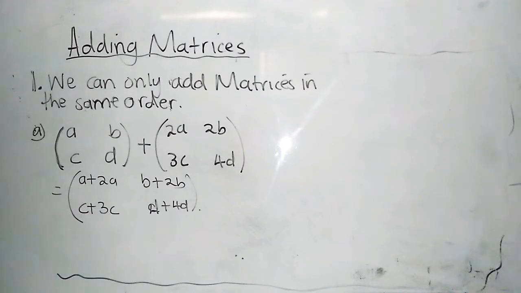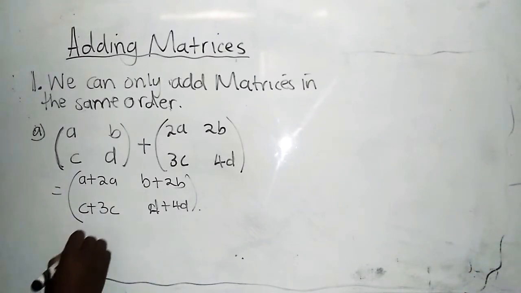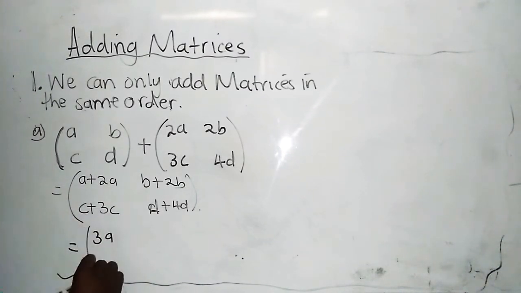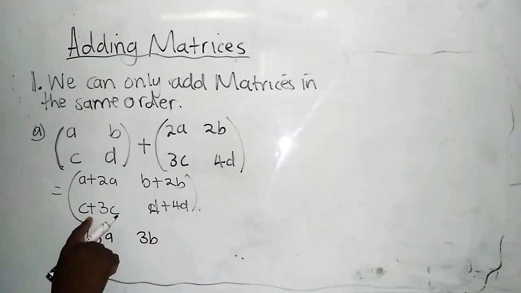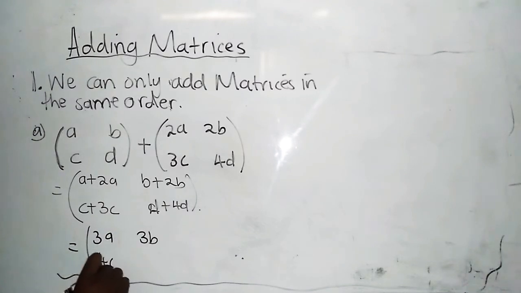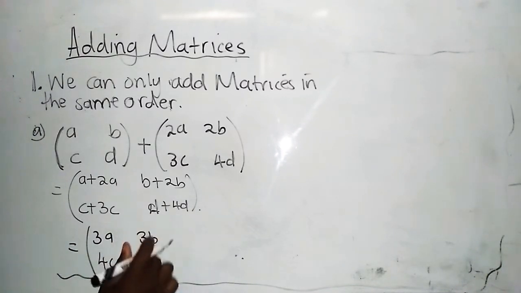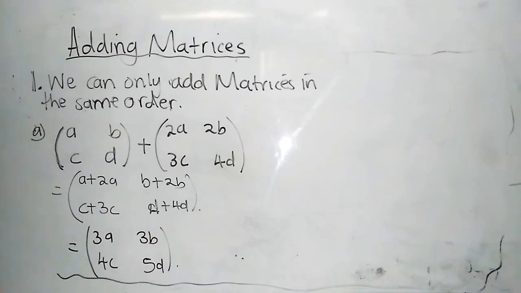So what is A plus 2A? We get 3A. And then B plus 2B, it's 3B. C plus 3C, it's 4C. D plus 4D, it's 5D. This is our final solution.